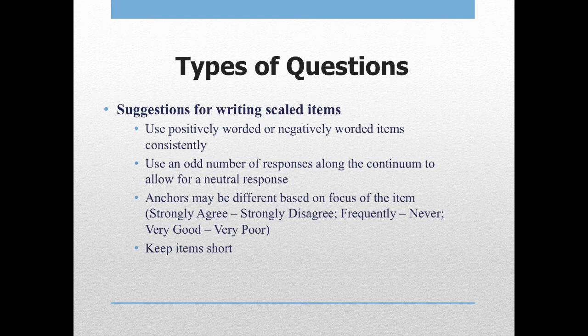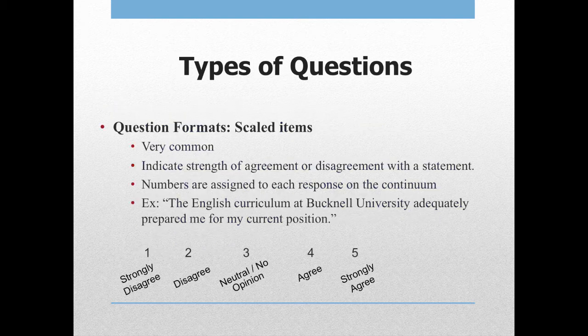So use an odd number of responses along the continuum to allow for a neutral response. I will tell you that there's some debate on this. Some people think this is the way because some people may just feel meh and they need that no opinion, neutral in the middle that we talked about here, number 3. Others will say, no, knock that out, keep 1 and 2 and 4 and 5, and that way it forces people to agree or disagree. But I think that the more options that you have, the better, okay?